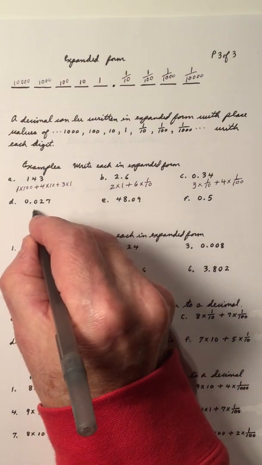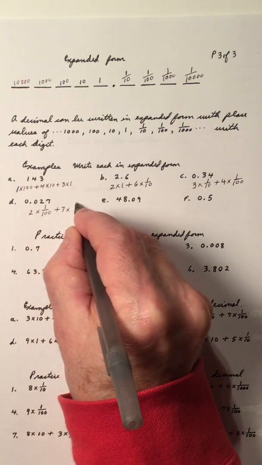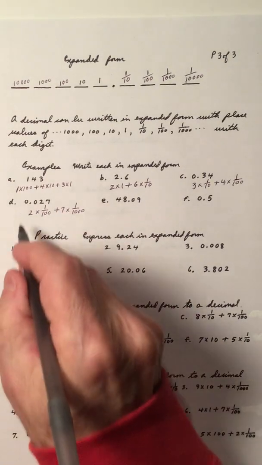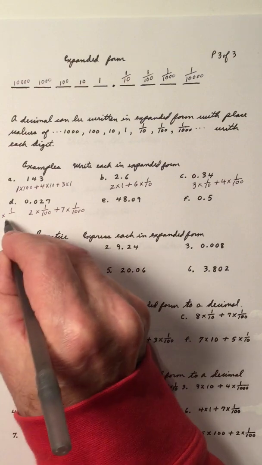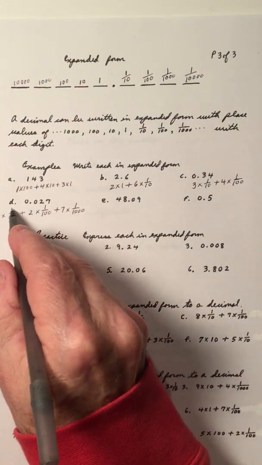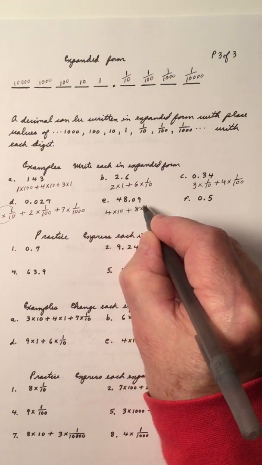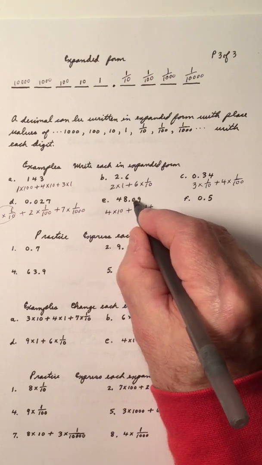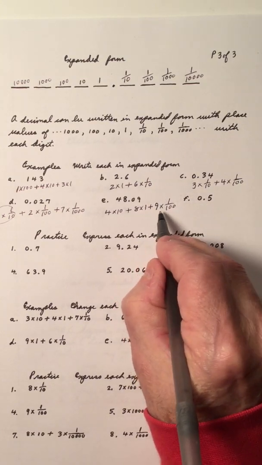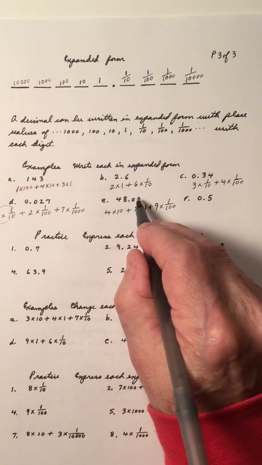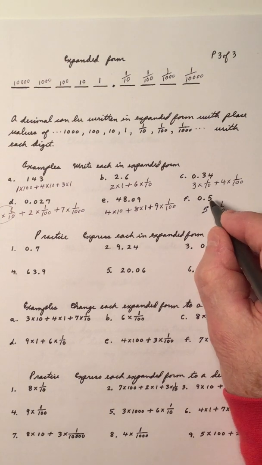Decimal .027 is 2 times 1 over 100, because the 2 is in the hundredths place, plus 7 times 1 over 1,000, because the 7 is in the thousandths place. There's no need to write down 0 times 1 over 10, because that's in the tenths place. You could write it if you want, but that's not necessary. So I have 4 times 10 plus 8 times 1, that's tens and ones, and I have a 0 in the tenths, so I can leave that out, and I can go 9 times 1 over 100. So notice that's the ones place, that's the hundredths place. Because it's not there, the tenths is understood to be a 0. And this is 5 times 1 over 10, because it's the tenths place.